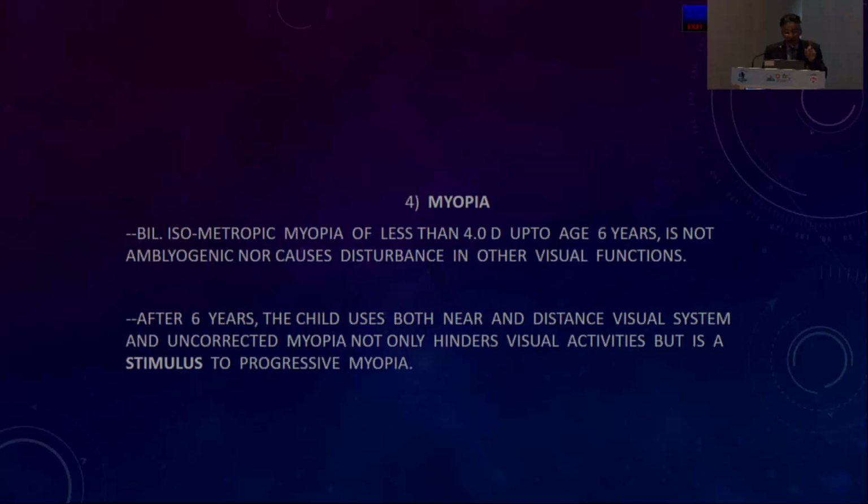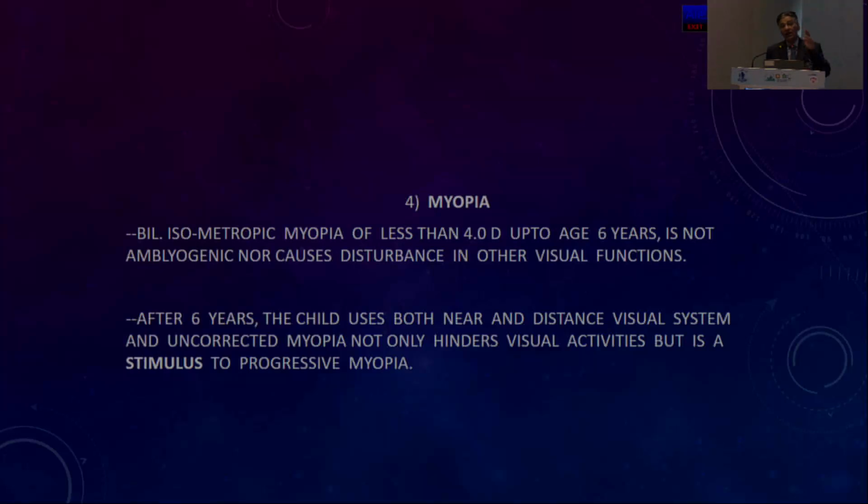Myopia. Bilateral isometropic myopia of less than 4 diopters up to the age of 6 years is not amblyogenic and causes no visual disturbance. But after 6 years, the child uses both near and distance, because until then it is only near work in play school, but after that he starts using distance. And uncorrected myopia not only hinders visual activity, but is a stimulus to progressive myopia.